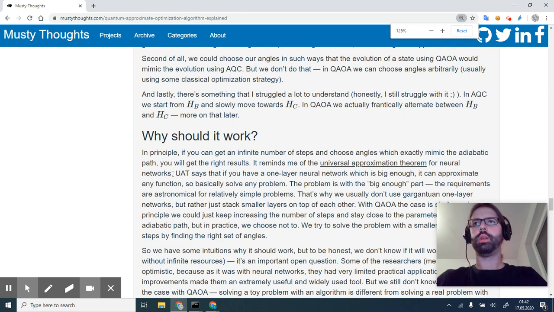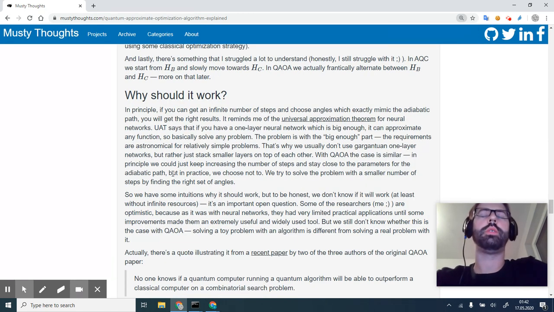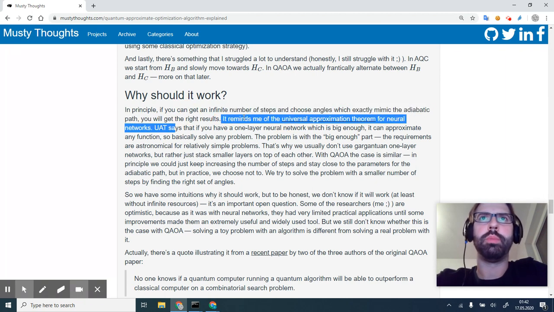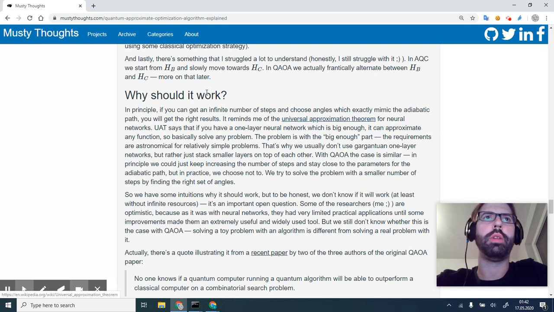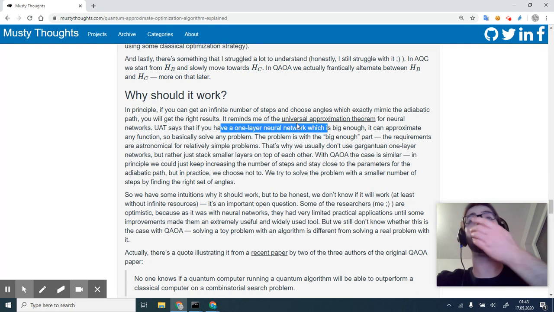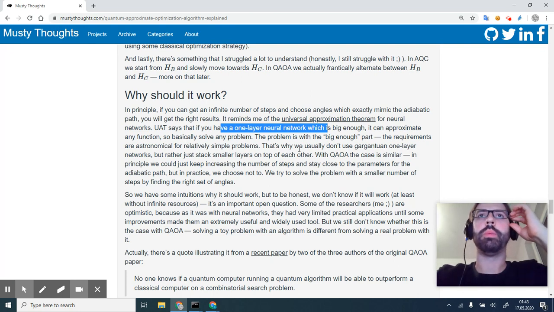I hope you can read well. But then my face bothers. Okay, here. So, in principle, if you can get an infinite number of steps and choose angles which exactly mimic the adiabatic path, you'll get the right results. It reminds me of the universal approximation theorem for neural networks. UAT says that if you have a one-layer neural network which is big enough, it can approximate any function, so basically solve any problem. The problem is with the big enough part. The requirements are astronomical for relatively simple problems. That's why we usually don't use gargantuan one-layer networks, but rather just stack smaller layers on top of each other.